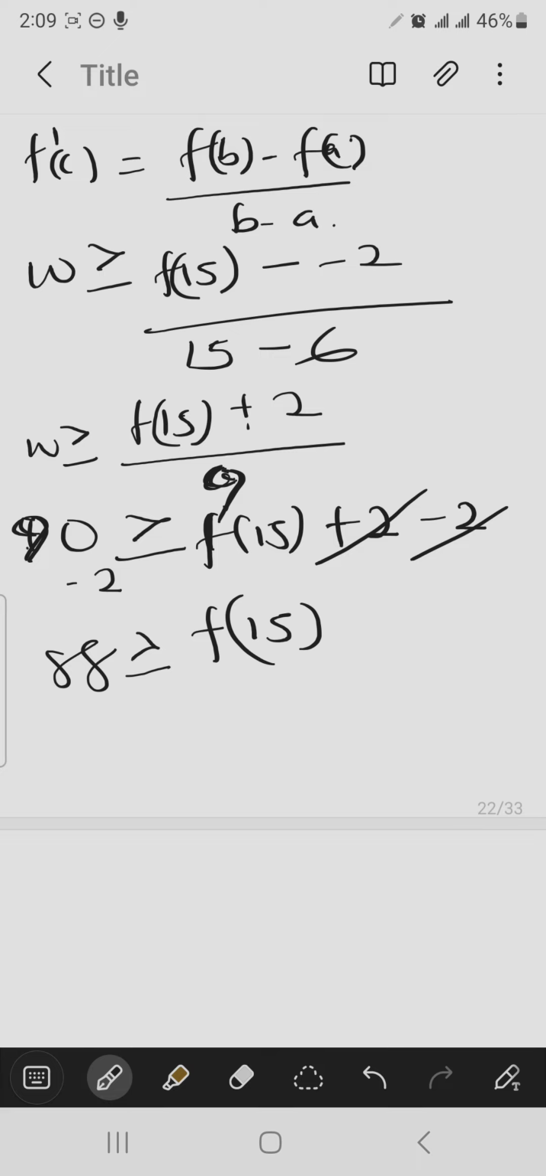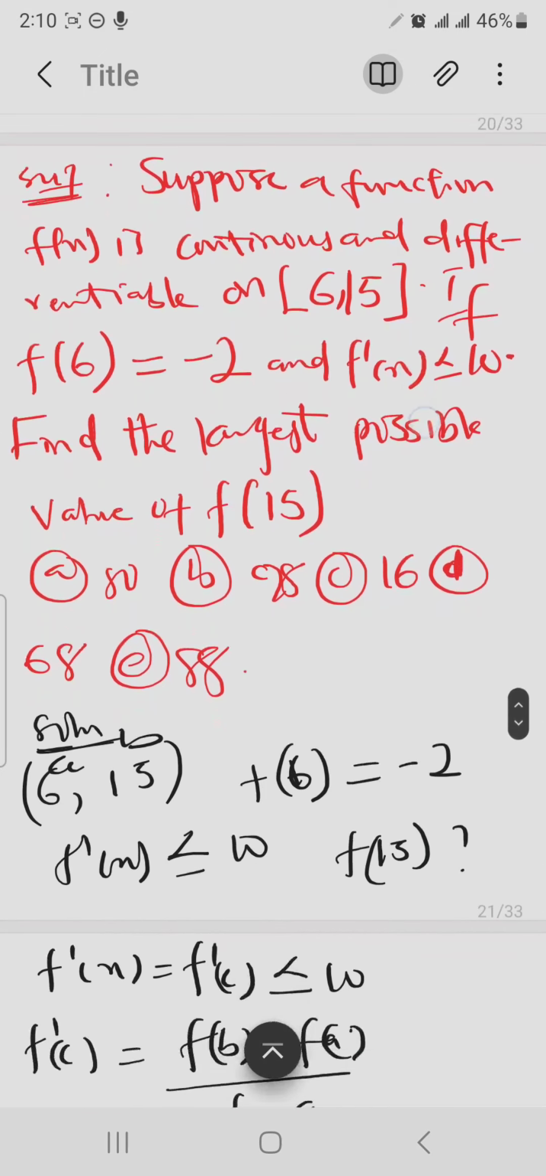And I hope you understand this very well. So the answer to this is going to be 88, and it's going to be option E. I hope you understand it.